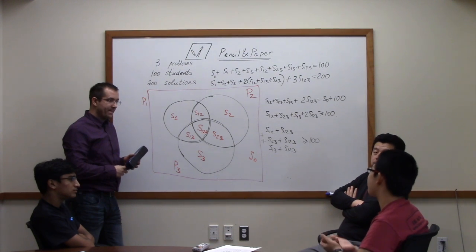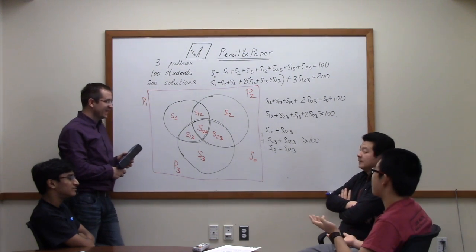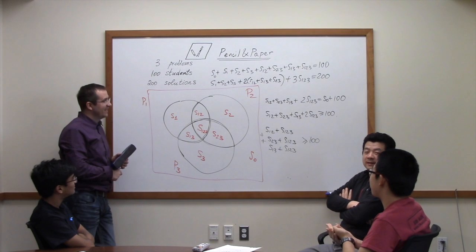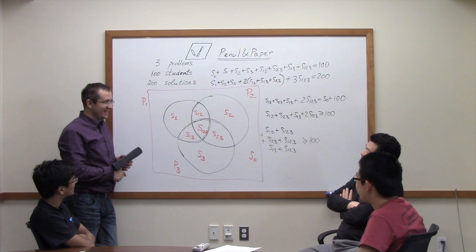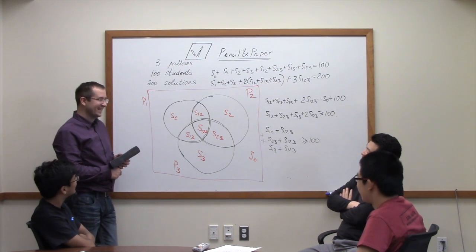As we discussed before, this only works when we have 3 problems. If we have 4 problems, we don't have a really good Venn diagram, unless we use ellipses, which are hard to draw.